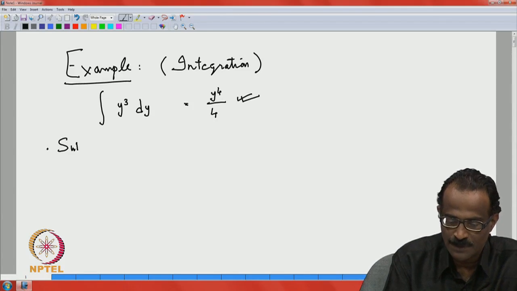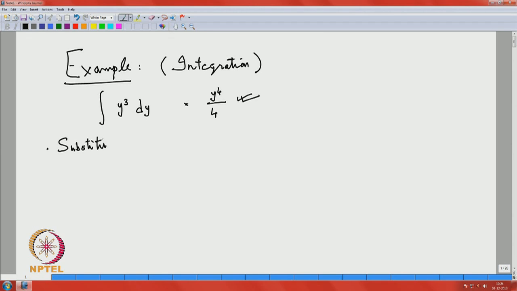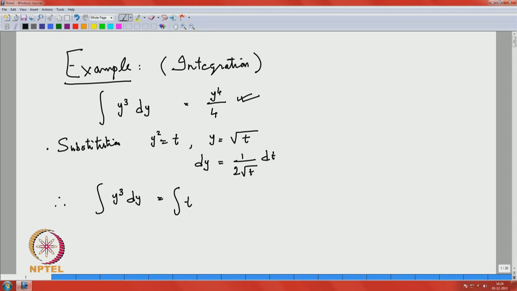So, what do you do? You do a substitution. Suppose I put y square equal to t, one substitution which need not be unique, or equivalently y equal to root t. The immediate step you write is 1 by 2 root t dt, and the next step in the solution is, therefore, what you write in your 12th standard. I am going to write exactly that: y cube dy is equal to y square times y dy, where y square is t, and 2y dy is equal to dt.